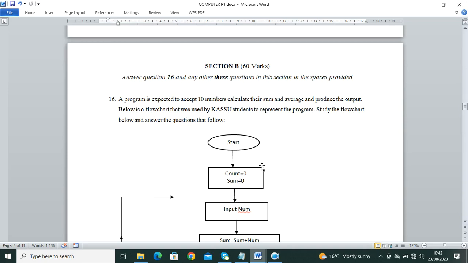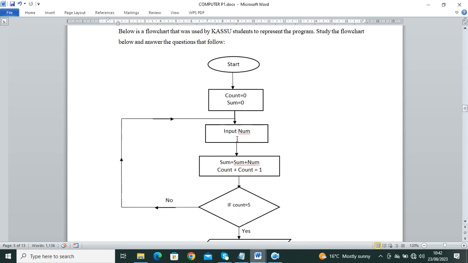A program is expected to accept 10 numbers, calculate their sum and average, and produce the output. Below is a flow chart that was used by KCSE students to represent the program. Study the flow chart below and answer the questions.